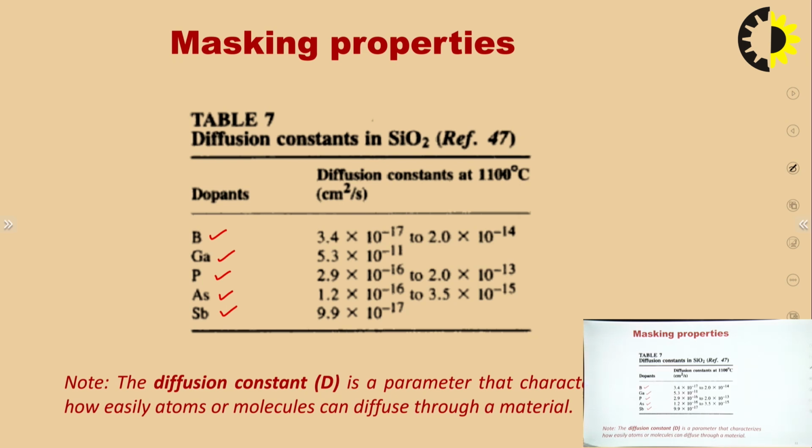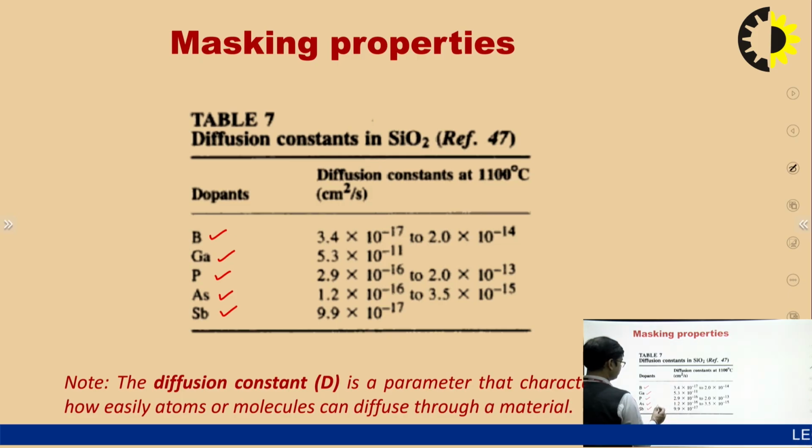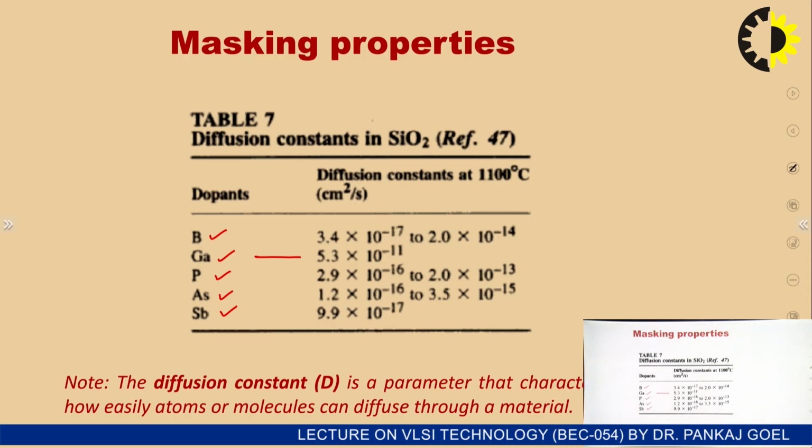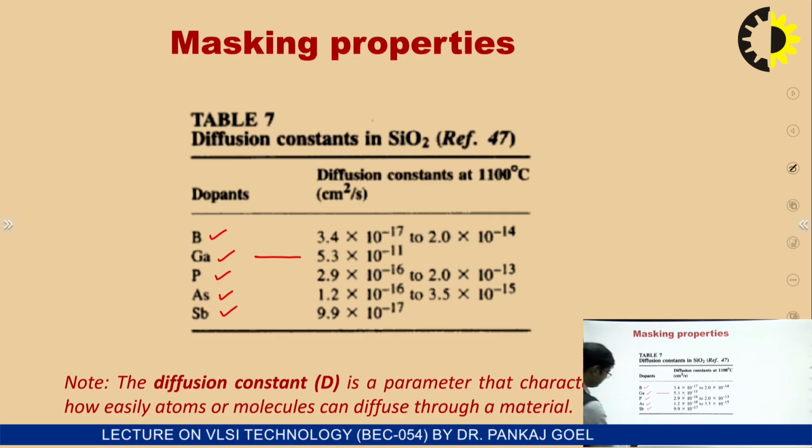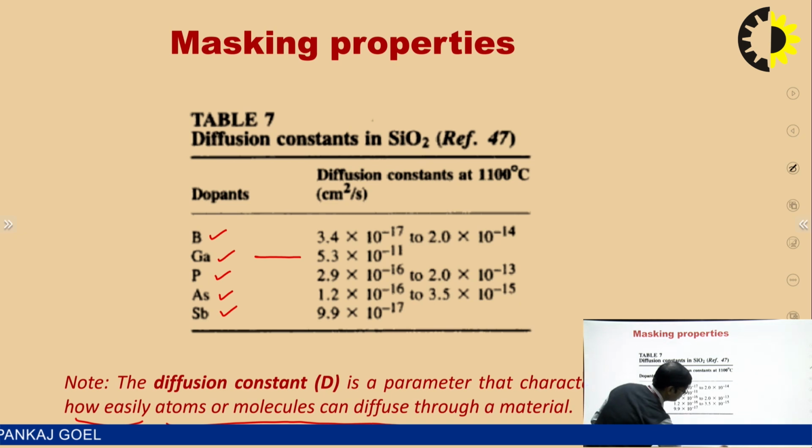So, here we can see that the value of diffusion constant is highest for gallium, whereas for others it is comparatively lower. The definition of diffusion constant is that it is a parameter that characterizes how easily atoms or molecules can diffuse through a material.